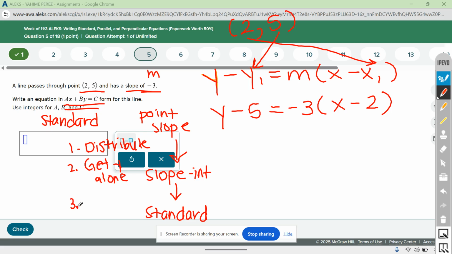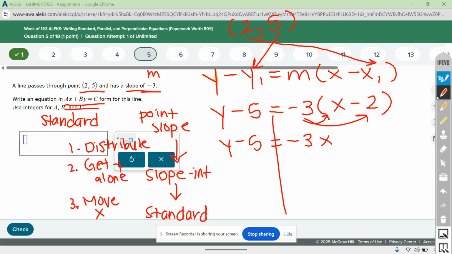And we're going to move the x. Right? So here we go. We're going to distribute. Doing -3 times x, which is -3x. And -3 times -2, 2 negatives make a positive 6.